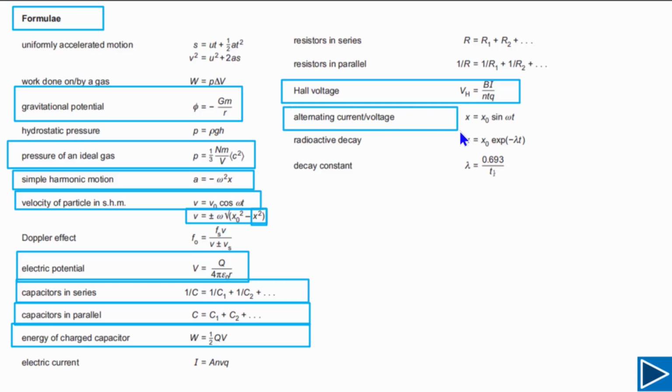Next one is about alternating current or alternating voltage. So this is the basic formula. If this is V, this will be V naught. If this is I, this has to be I naught. So that's the reason they have written alternating voltage and current.